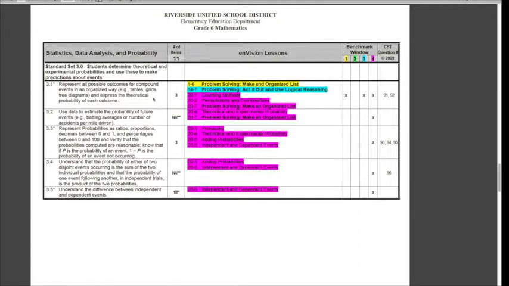Let's start first by looking at our standards for sixth grade regarding probability. This is a significant topic for sixth grade. If you're looking just at CST, we're looking at 6 different items regarding probability.